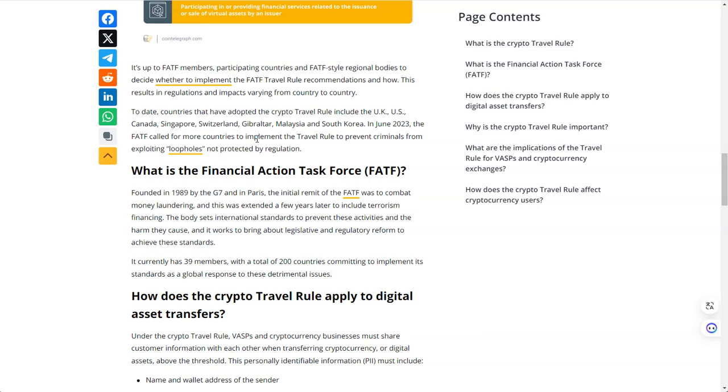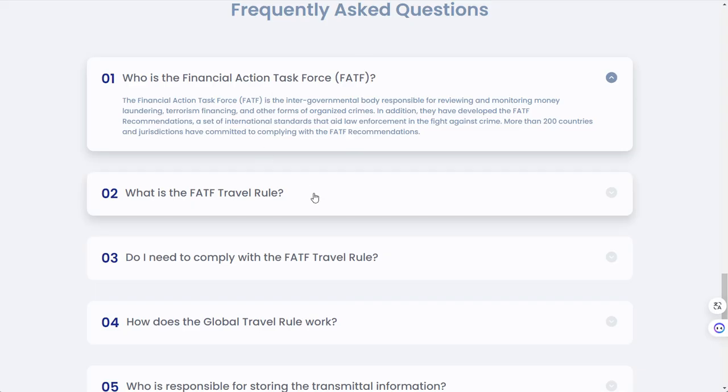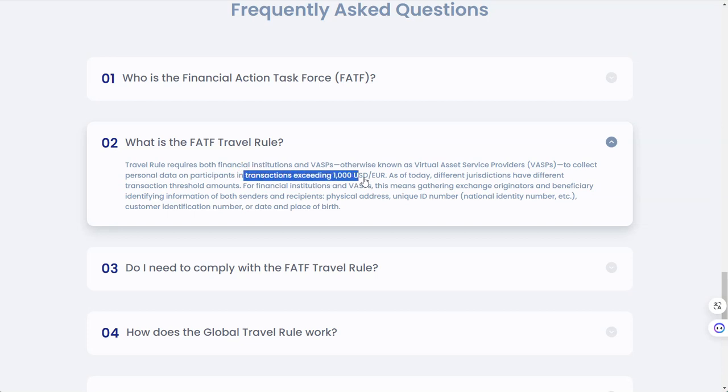So if you're a crypto user, you want to be aware of the fact that, let me open up this. All transactions exceeding 1,000 US dollars or euro will have to be explained. Or in other words, the service providers will have to collect personal data on participants in transactions exceeding 1,000 US dollars. And let's say you will send $1,001 from your cold wallet to your exchange, right? So this exchange will ask you where that money came from and who owns the cold wallet. So they will de-anonymize cold wallets, right?